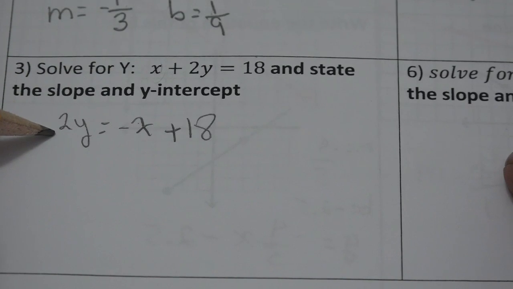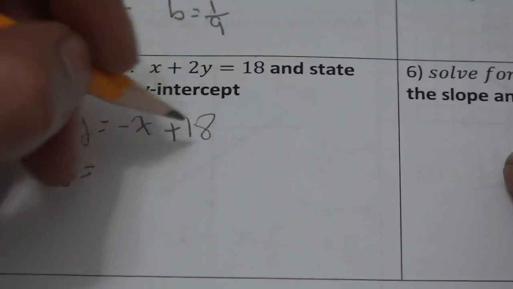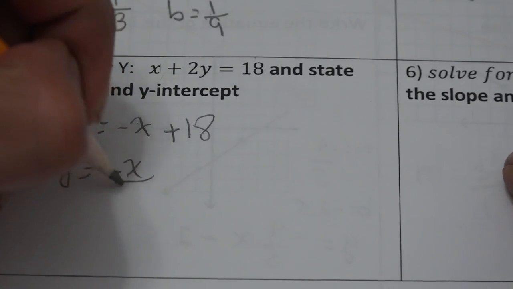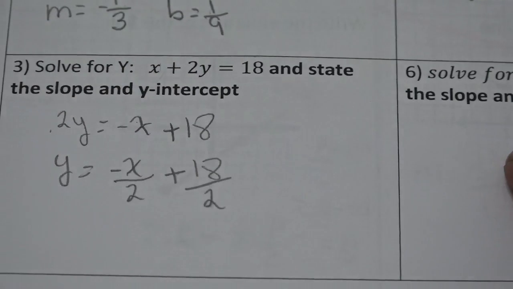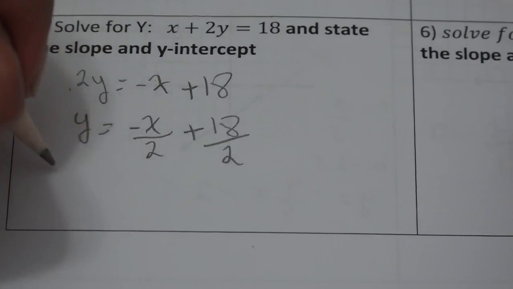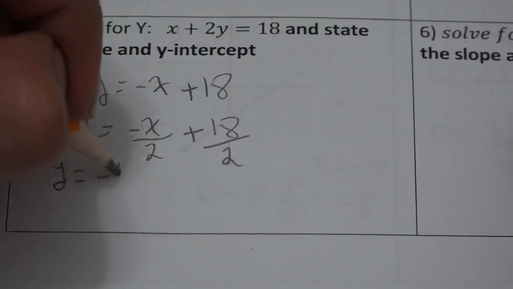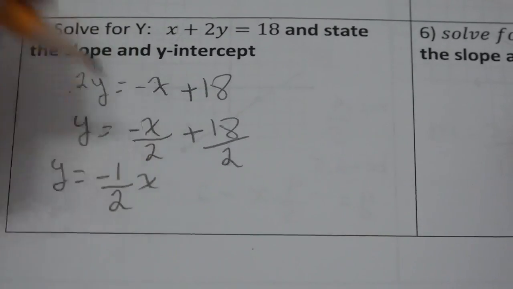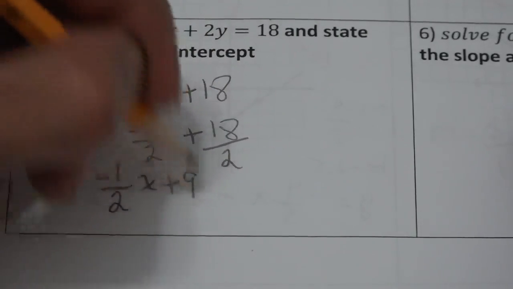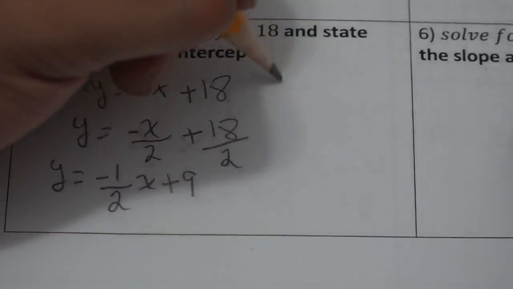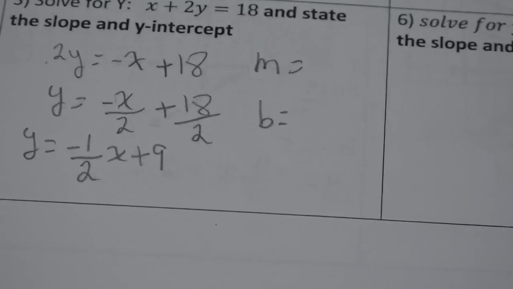And now, what's the last step? Divide by the number on the y. So this is going to be negative x over 2 plus 18 over 2. Notice that I'm going to take it step by step. Okay, so now y equals, this is negative 1x. So then this is going to be negative 1 over 2x. Hopefully you understand that. And this is 9, right? Cool. So the slope is, and the y-intercept is, and you tell me, I'm not gonna tell you.